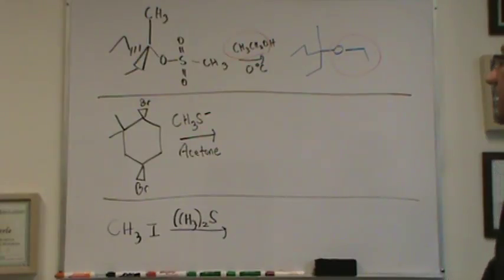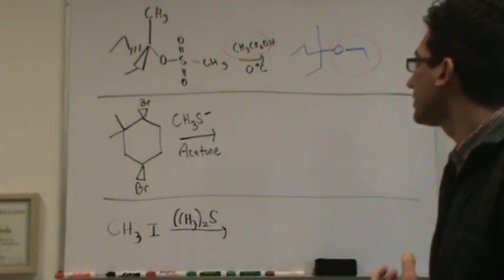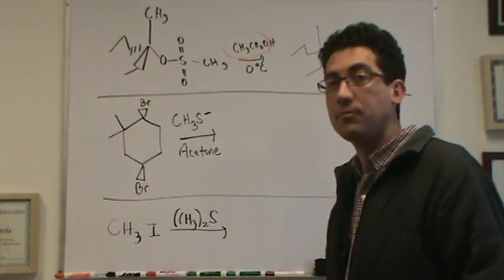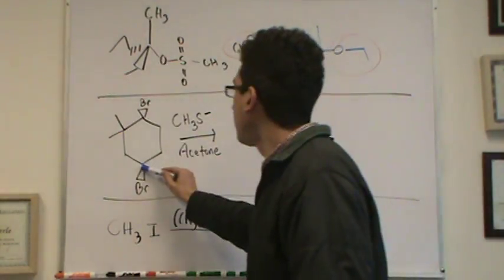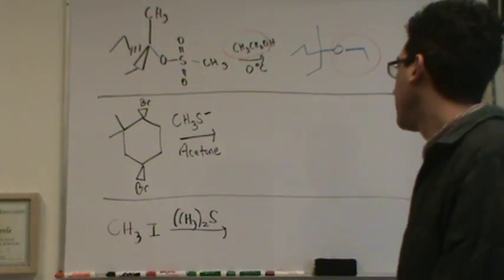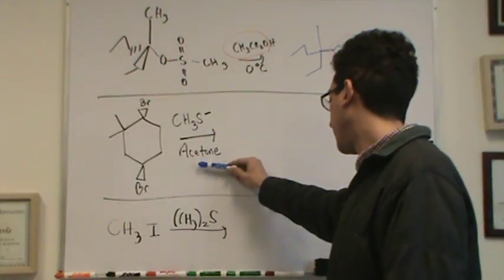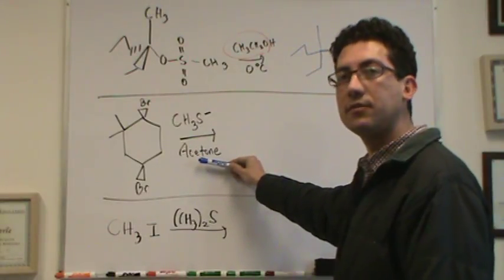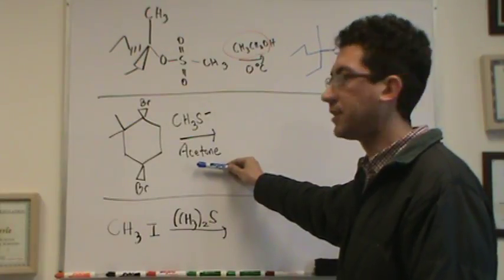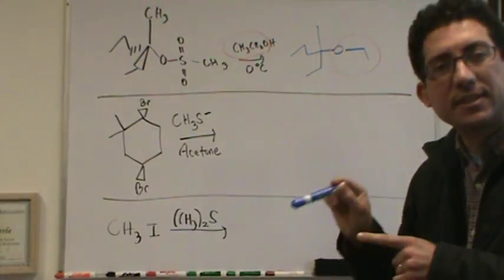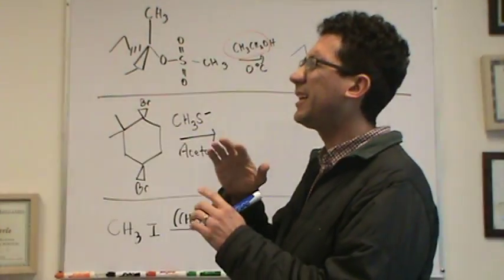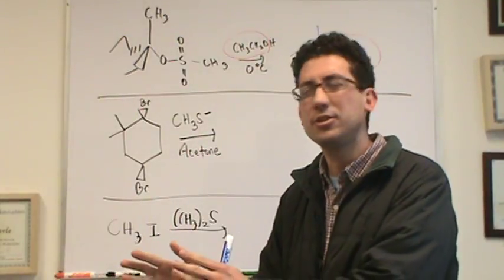Alright, let's take a look at the second one. In this second case, we've got a little different situation here. We've actually got two leaving groups here, so we'll have to decide which one goes. These are both secondary carbons, so it really could do anything. We've got a polar aprotic solvent, meaning it doesn't have extra protons to give, but it's polar because it's acetone. So that makes us think the Sn2 direction. We've also got a good nucleophile here, which makes us think Sn2.